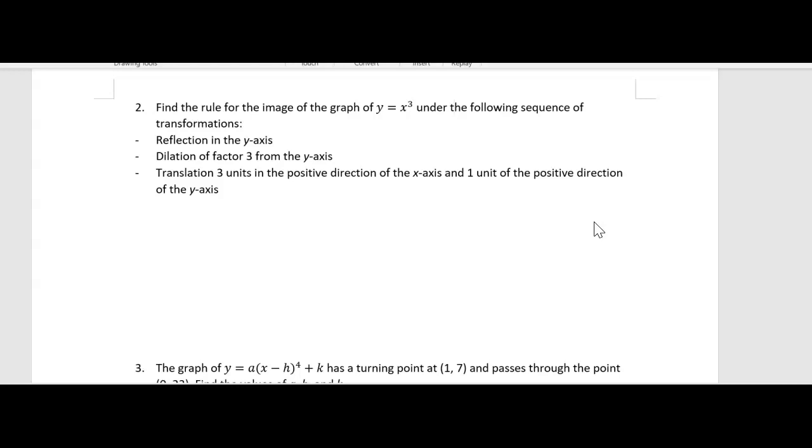So let's have a look at this cubic, and remember we're going to write it in the form y equals a(x minus h) cubed plus k. Because it's a cubic, I'm going to put a cubed up there. So all we're going to do is substitute in the values here. So we've had a reflection in the y-axis and our dilation of factor 3 from the y-axis. Now, because it's a cubic, the reflection in the y-axis is the same as if it was a reflection in the x-axis.